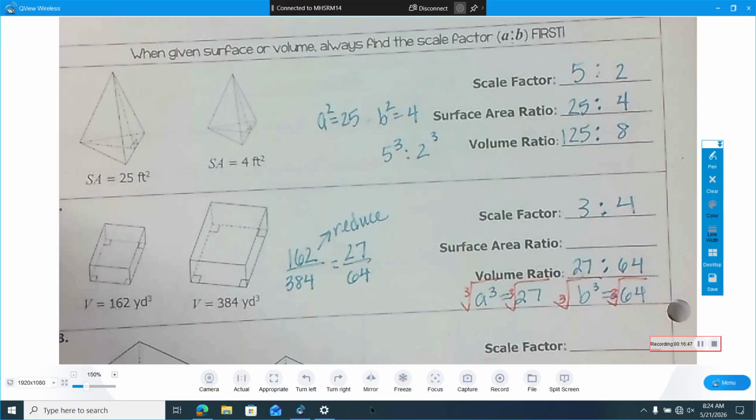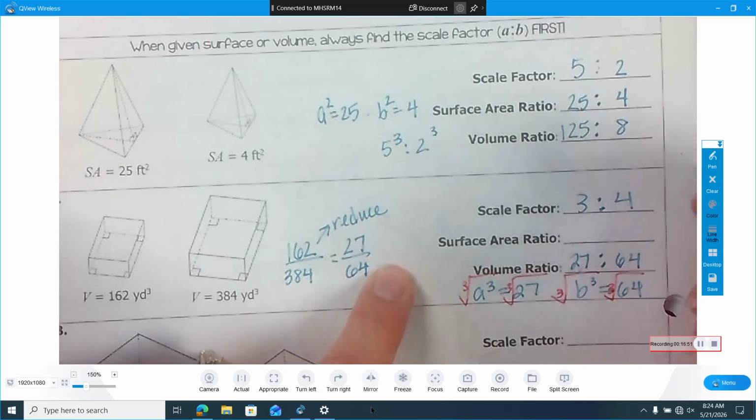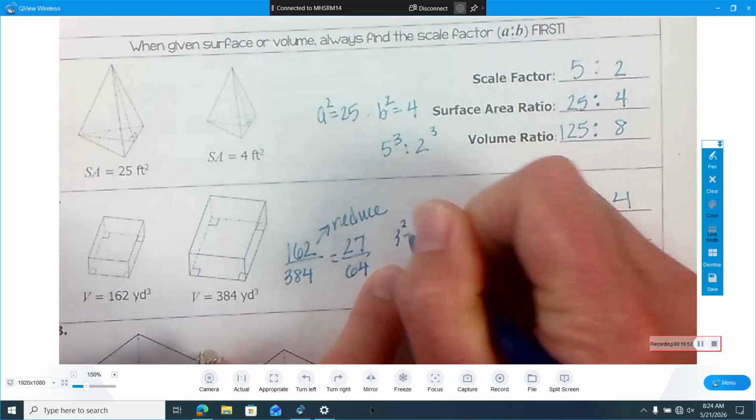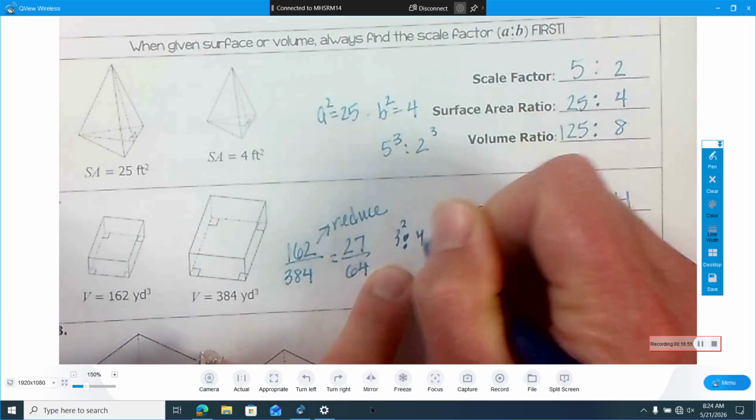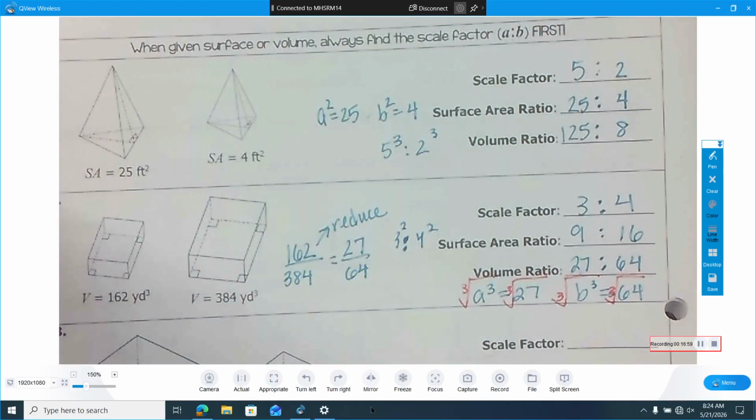All right. How do we get the surface area? Power of 2, so that would be like 960. Good. So 3 squared and 4 squared, 9 and 16. Very good. All right, questions on that?